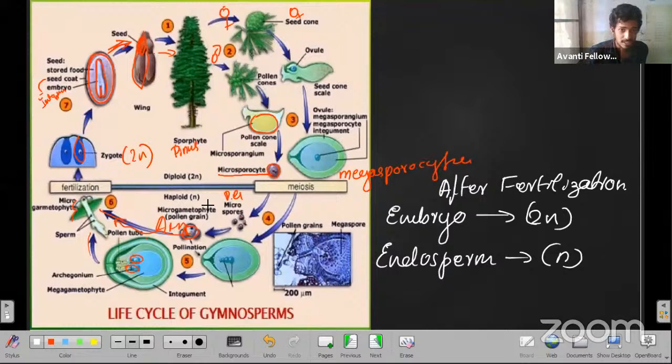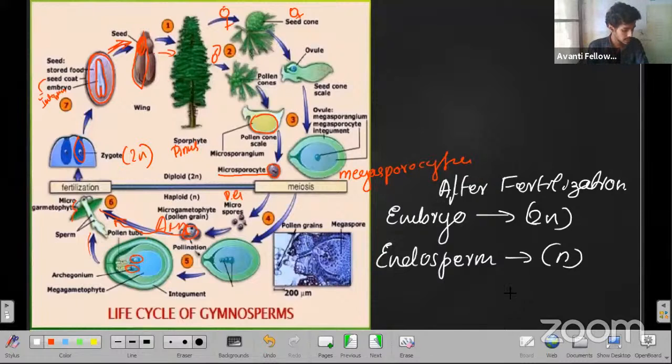Sir, n plus n should result in n, but here it is total 3n. There is no 3n. Who told you 3n? I never mentioned 3n. Always 2n only, right, Manvita? So it's never 3n in the gymnosperms. Remember, the embryo will be diploid and the endosperm will be haploid. So this is the life cycle of gymnosperms.